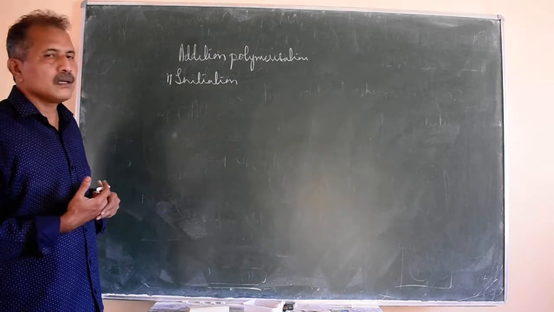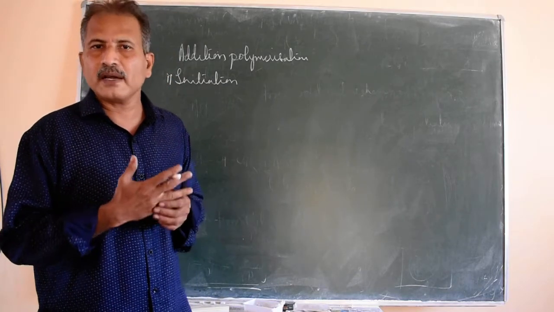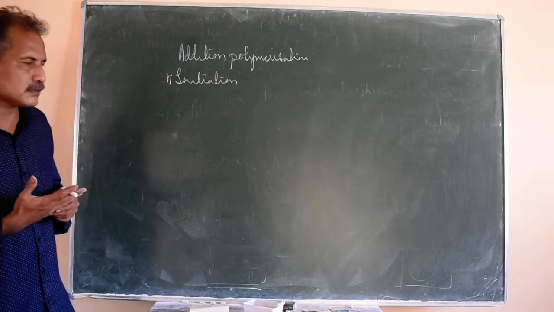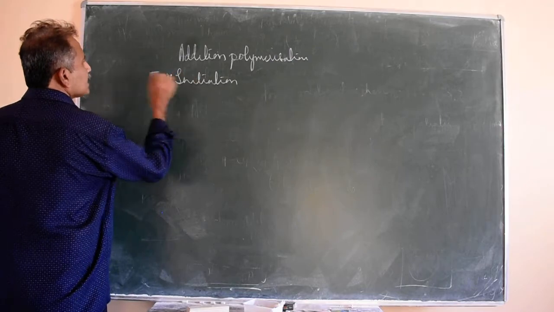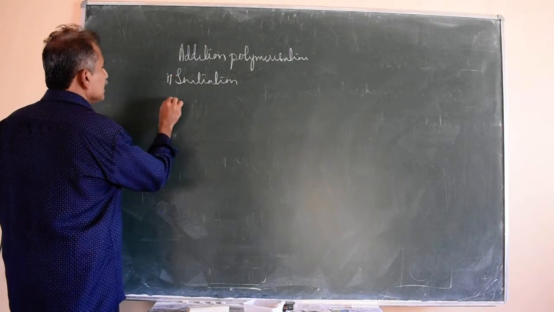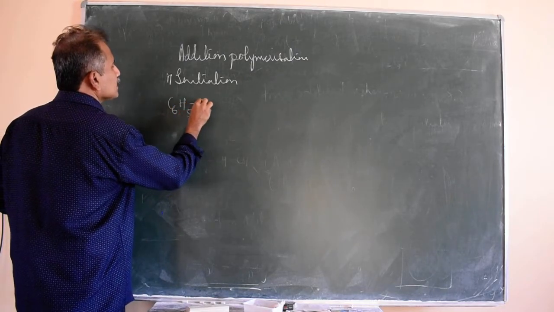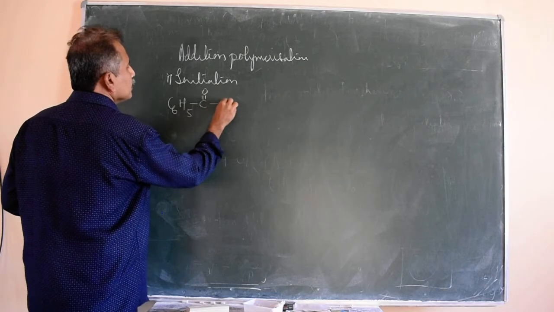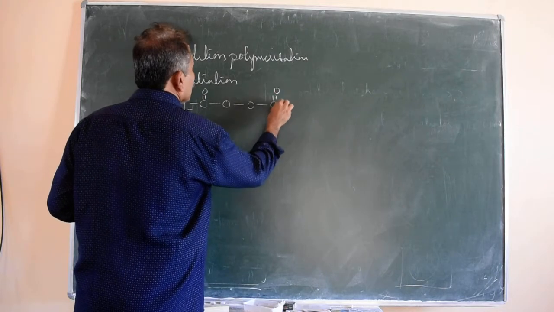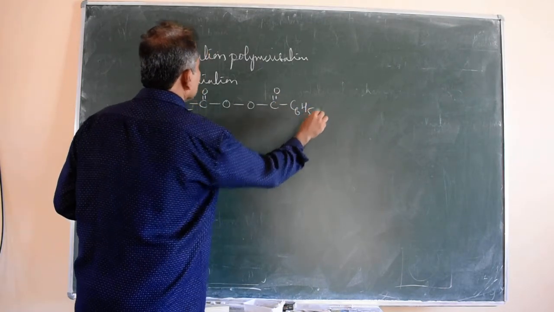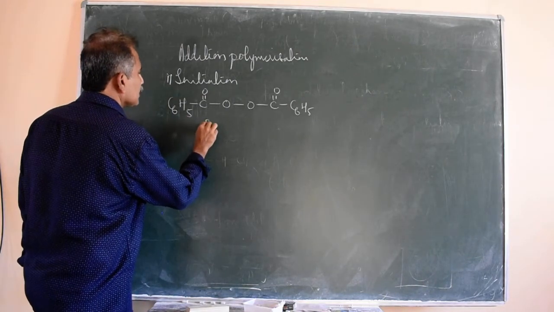Now here, let us say we start with ethene and use a free radical generating initiator, the catalyst. Let us use benzoyl peroxide. Okay. So the first step is initiation. What happens is this: C6H5-C(=O)-O-O-C(=O)-C6H5. Now this is benzoyl peroxide.